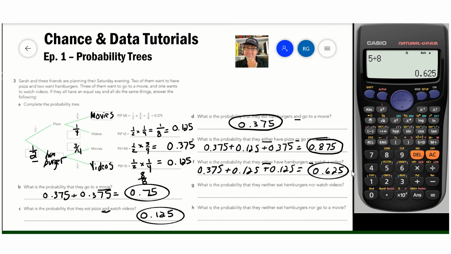All right, G, what is the probability that they neither eat hamburgers nor watch videos? All right, now we're going to cross some out and see what's left. So we're going to cross off the 2 hamburger ones, or we're not going to include those. That's this one and this one. Nor watch videos, so that means I'm going to get rid of this one too. And I can see the only one I have left is pizza and movies, which is 0.375.